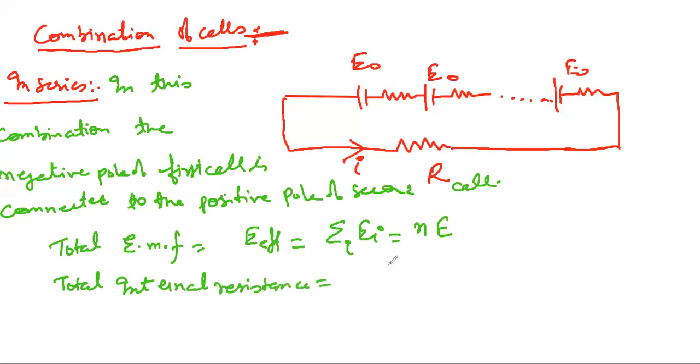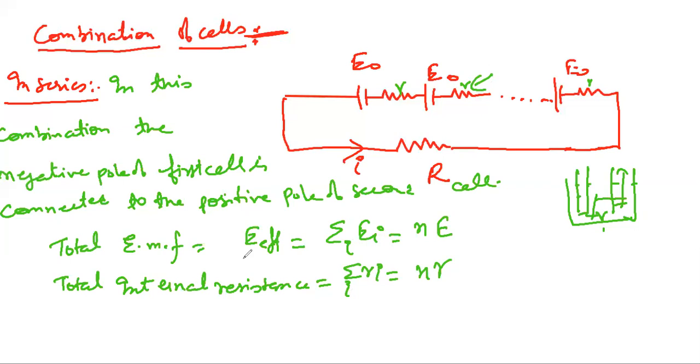This is equal to... Do you know the meaning of internal resistance? Your cell has two electrodes, positive and negative, and inside you fill the electrolyte. So that will also offer resistance. The resistance offered by the electrolyte present in the cell is called internal resistance. We write it with the symbol small r. So this will be equal to the sum of ri, which is n into r.